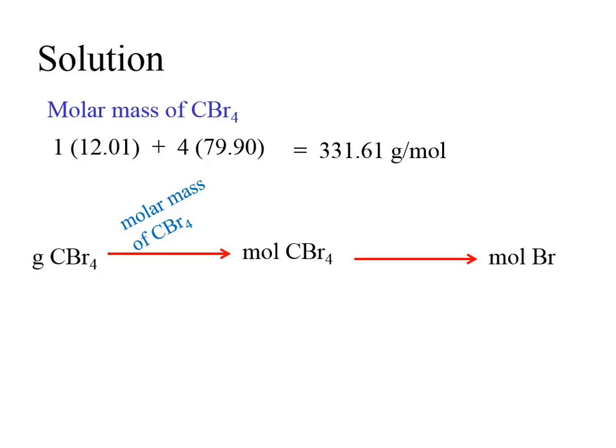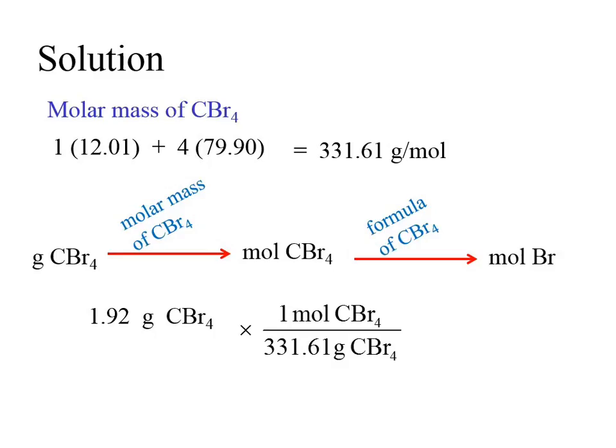So let's go ahead and string them up. Okay, so the first term is going to be that 1.92 grams of CBr4. Now, in this case, I do think that you have to be explicit. You have to say grams CBr4. I put it over 1, and then what does the next term look like? I think yep, over that 331.61 grams. I'm liking it. 1 mole of CBr4 over 331.61 grams of CBr4.